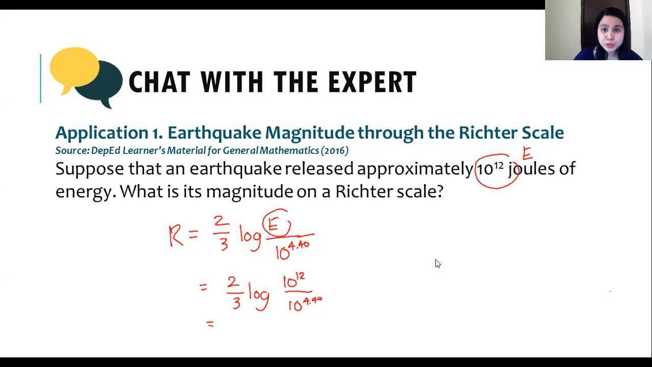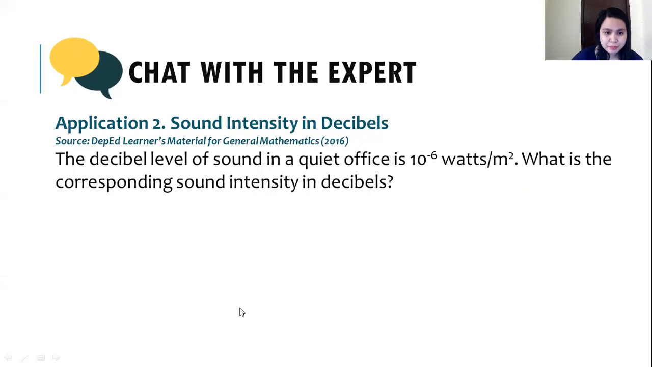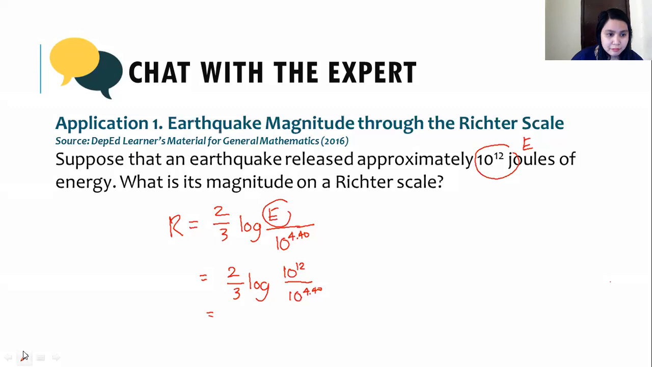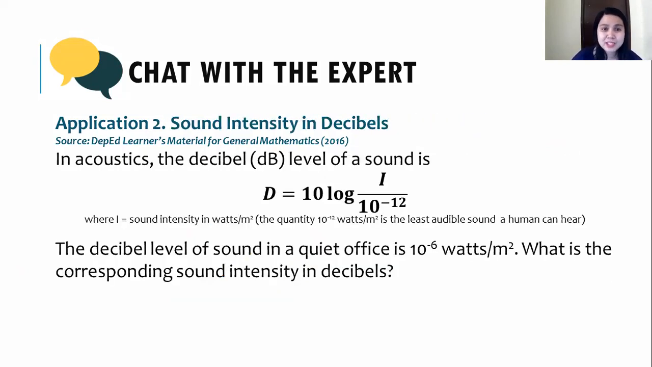Okay, so solving for that one, you'll get a magnitude of 5.7. So it means that the magnitude of the earthquake that releases 10 to the power of 12 joules is 5.7. It's considered as moderate, right? In the Richter scale. Next application is on the decibels, or the sound intensity in decibels.